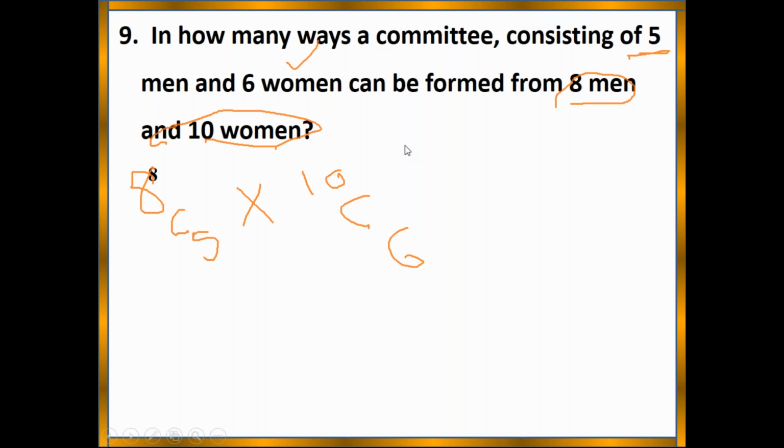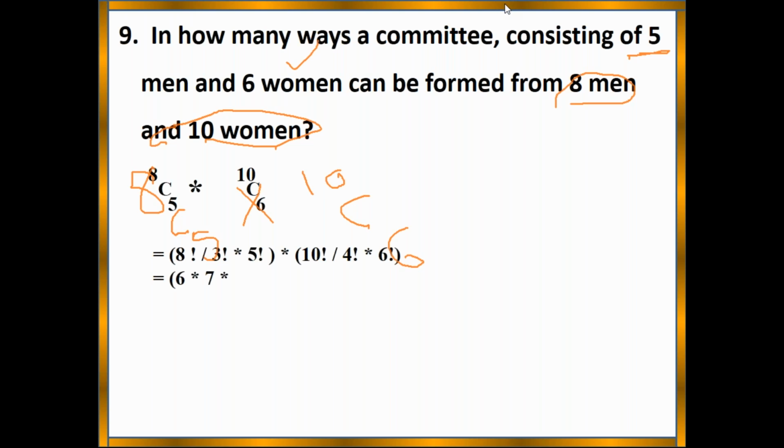8C5 into 10C6. Do it fast. 8C5 is 8 factorial by 3 factorial into 5 factorial, and 10C6 is 10 factorial by 4 factorial into 6 factorial. Go with your own cancellations.